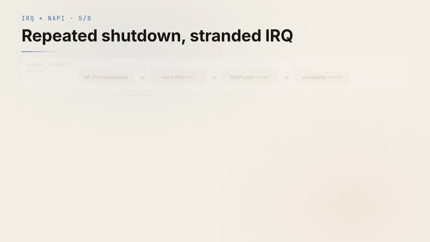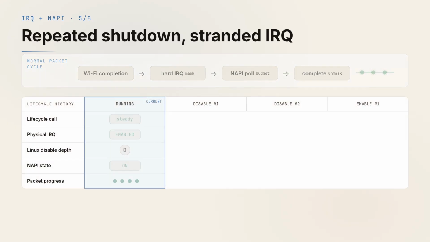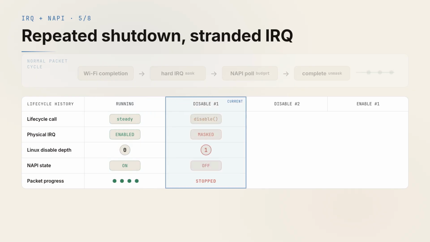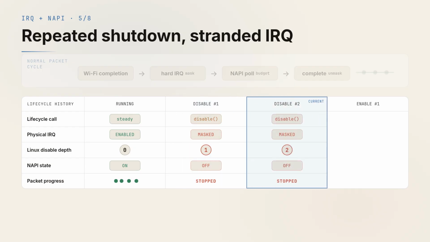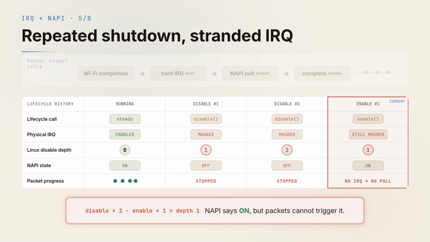During normal traffic, an interrupt schedules NAPI. NAPI pulls packets in batches and eventually unmasks the source. During shutdown or recovery, ath11k disables both the external interrupt group and NAPI. The old lifecycle code always disabled the physical interrupt, even when NAPI was already off. 2 disables raised Linux's disable depth to 2. 1 enable lowered it only to 1, so interrupts remained masked.